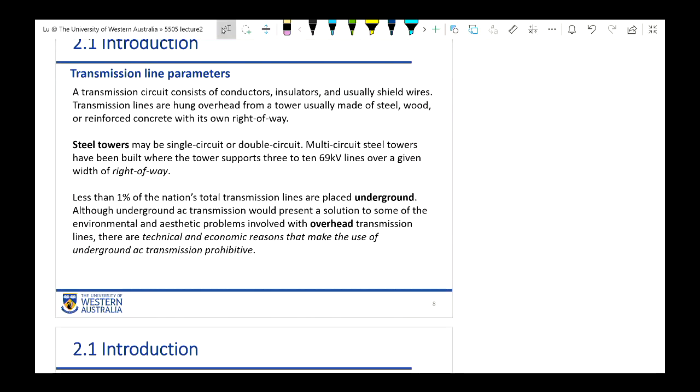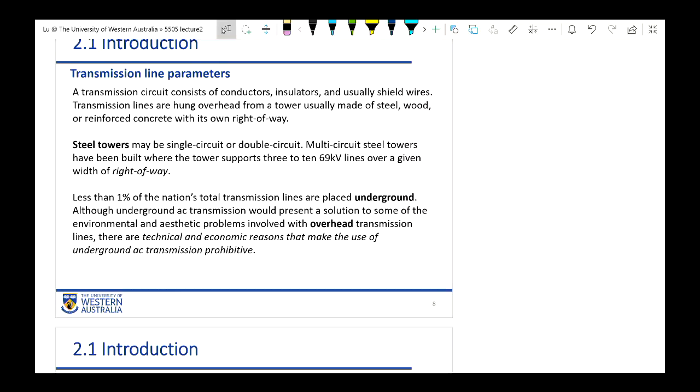And a transmission circuit consists of, I think you need to know the following things. Okay, conductors, insulators, and usually shielded wires. Transmission lines are hung overhead from a tower, usually made of steel, wood, or concrete, with its own right-of-way.